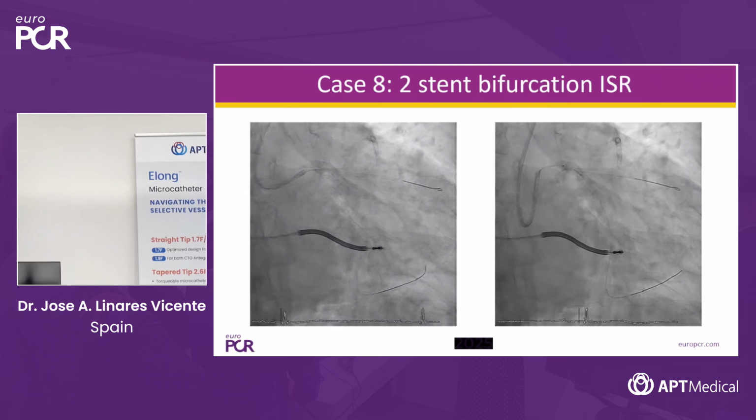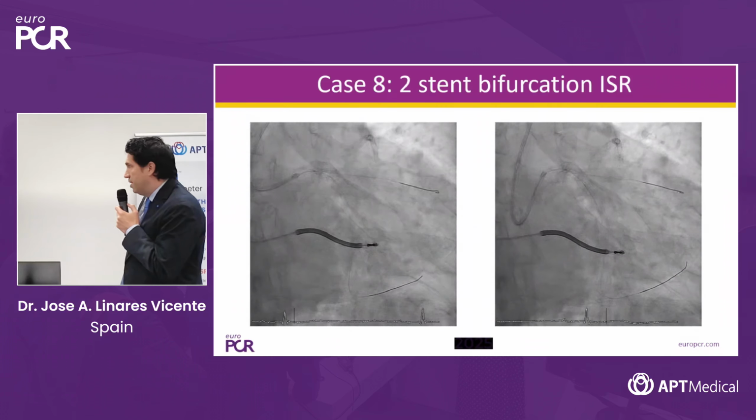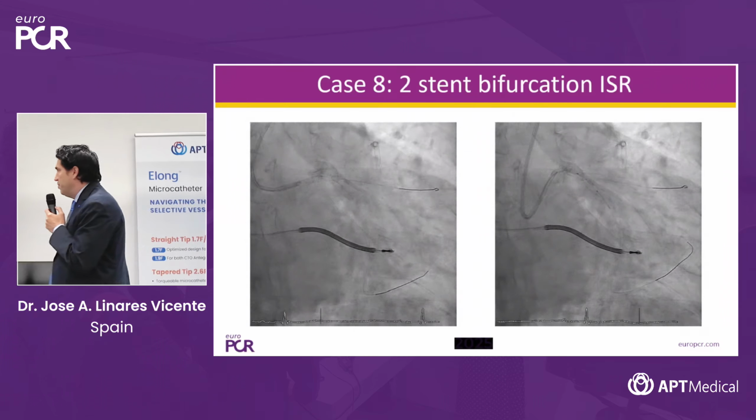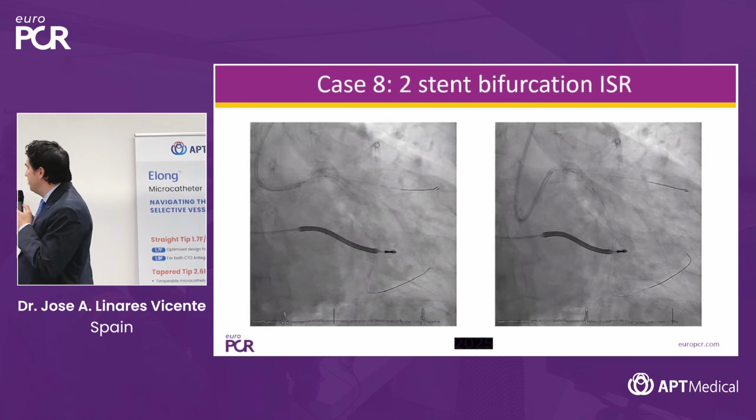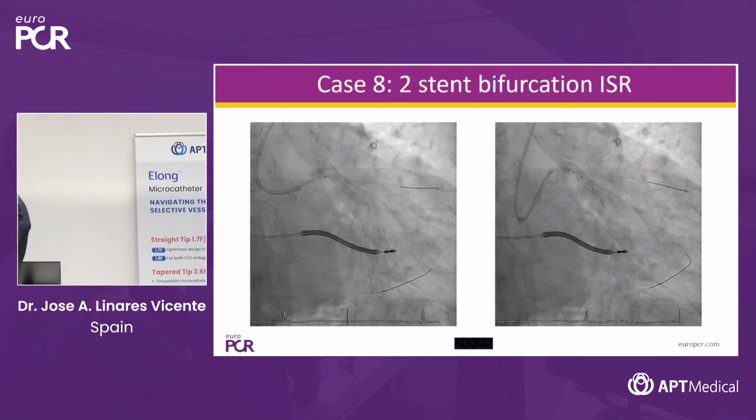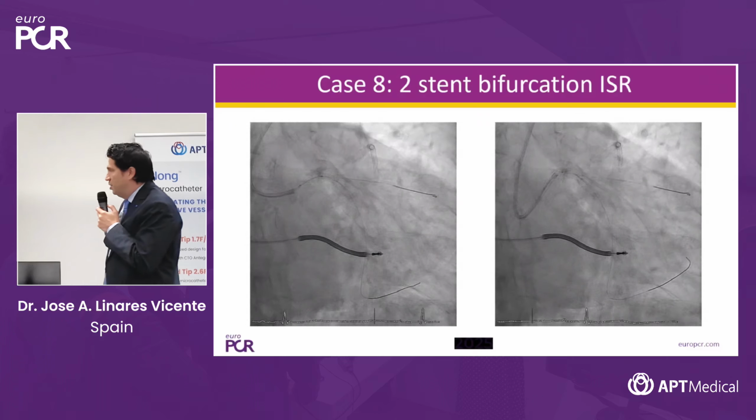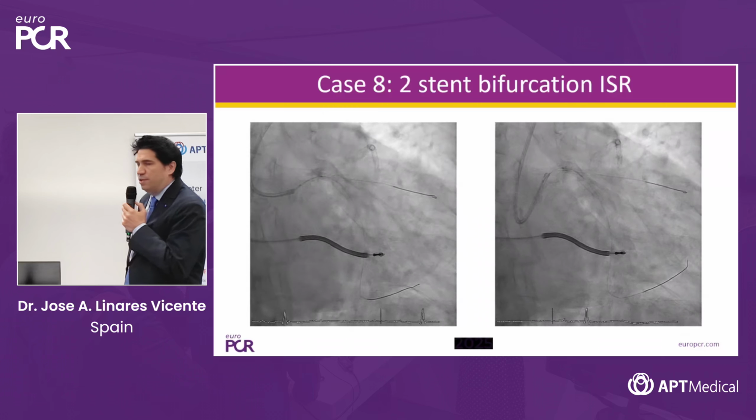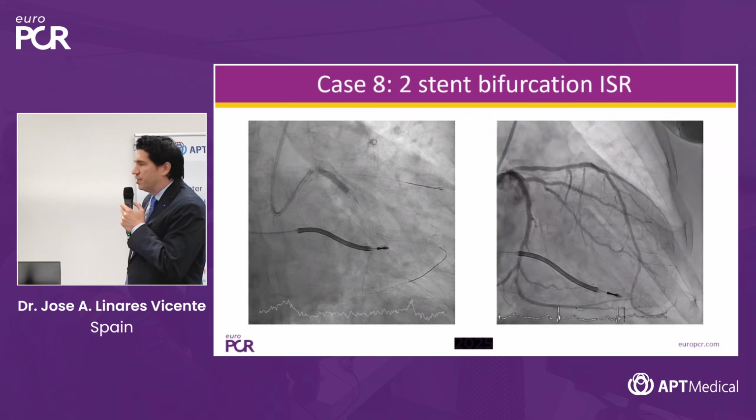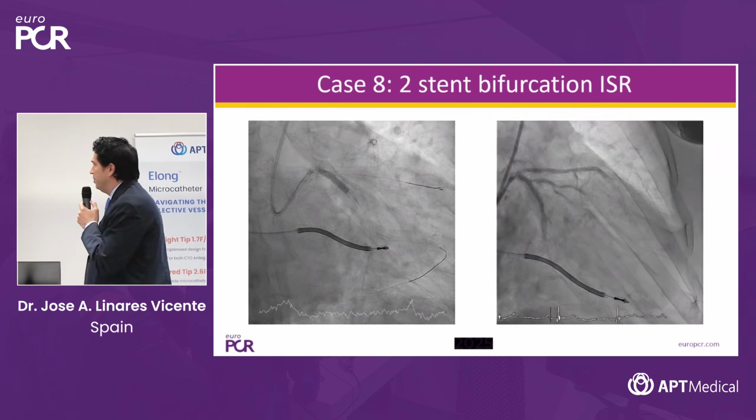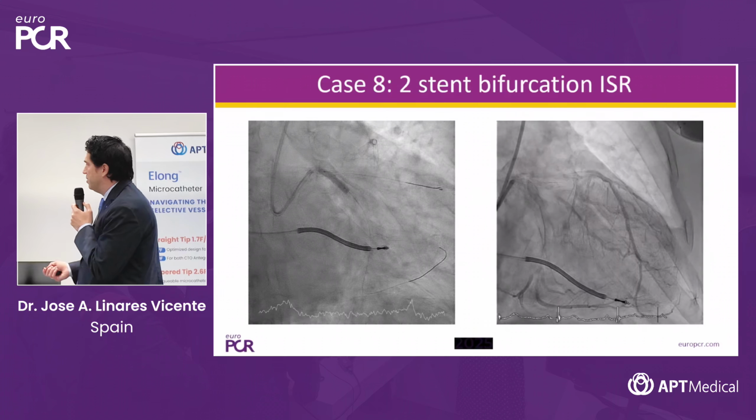But as you can see, the balloon didn't enter into the stent, and with some difficulty also, you can see how the guiding catheter goes backwards, but the CONQUEROR with the spherical tip goes into the stent, permitting the correction of the stent under expansion and finalizing the case successfully.